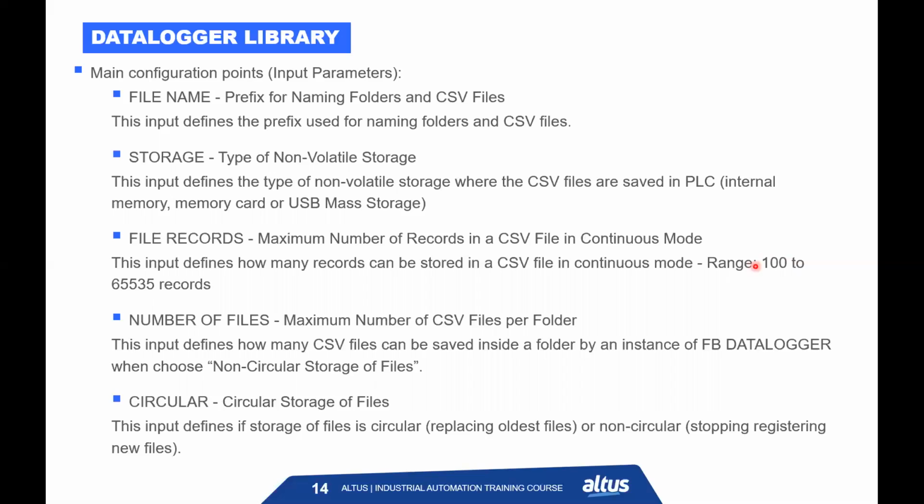The range can be from 100 to more than 6,000. Number of files, maximum number of CSV files per folder. This input defines how many CSV files can be saved inside a folder by an instance of the functional block data logger. Circular storage of files. This input defines if the storage of files is circular, replacing the oldest files, or non-circular, stopping registering new files. So here we will see an example, circular later, to understand a little bit more about this.